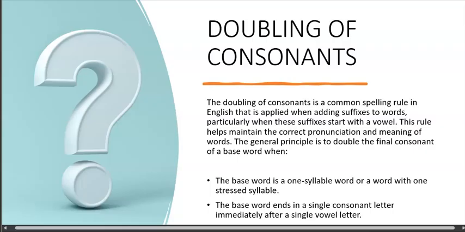Now I will look at something again we call doubling of consonants. Doubling of consonants is a common spelling rule in English that is applied when adding suffixes to words, when these suffixes start with a vowel. So the general principle to double the final consonant applies when the base of the word is a one syllable word, or a word with one stressed syllable, or the base ends in a single consonant letter immediately after a single vowel. Do not worry, I will expound on this.